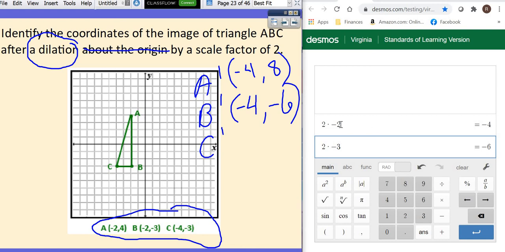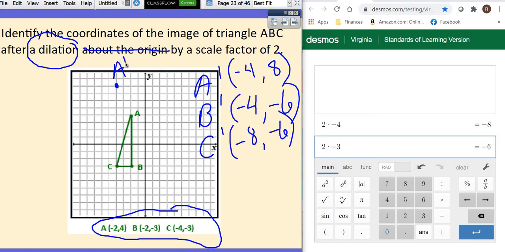So now let's go ahead and do c prime, which is a -4 and also a -3. So that means c prime is -8, -6. So if you wanted to actually put that on the graph, or if they asked you to, you would go to -4 and 8. 1, 2, 3, -4. That'd be a prime right there.